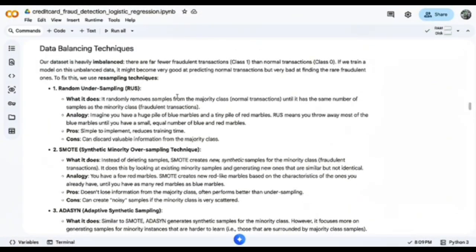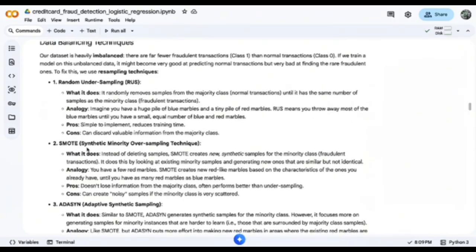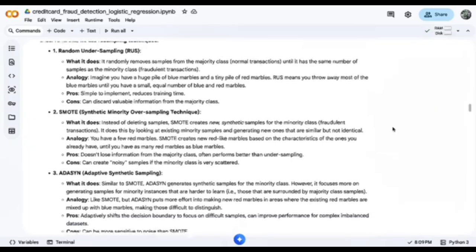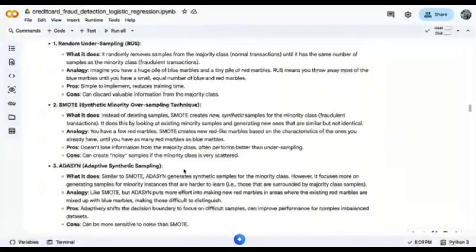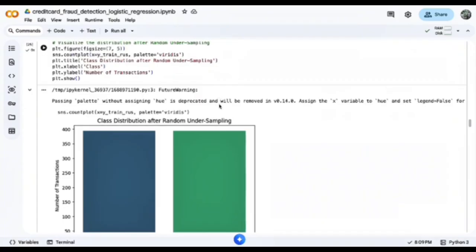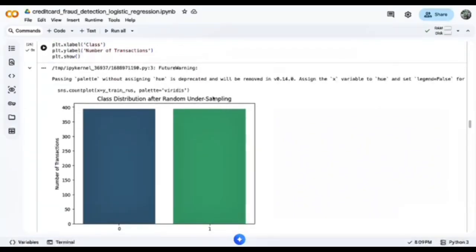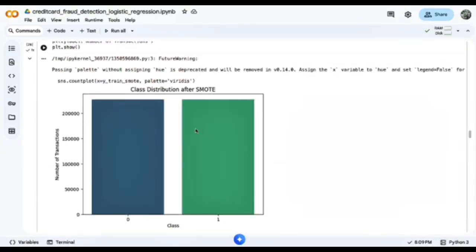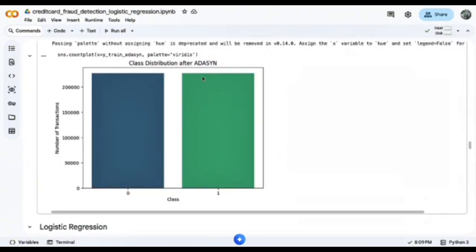First one is random under sampling. Here, we remove the majority class data randomly to match the minority class. The second is SMOTE, which means we add synthetic data to the minority class to level it up to the majority class. The other technique is the adaptive synthetic sampler. This is also like SMOTE, but here we focus more on generating minority instances that are harder to learn. When we use these data balancing techniques, we get balanced data like that. We use this data as the training datasets.